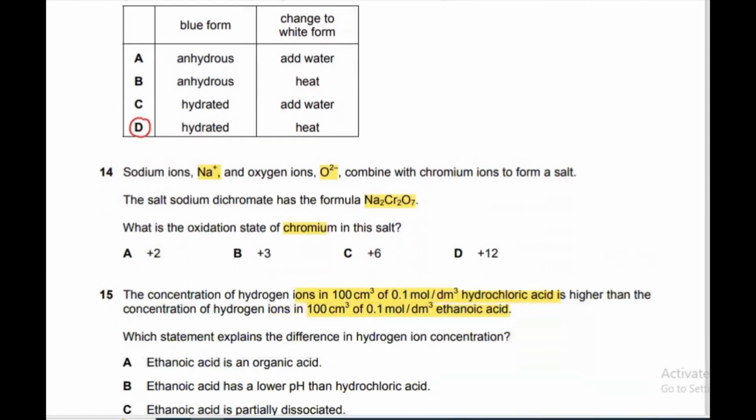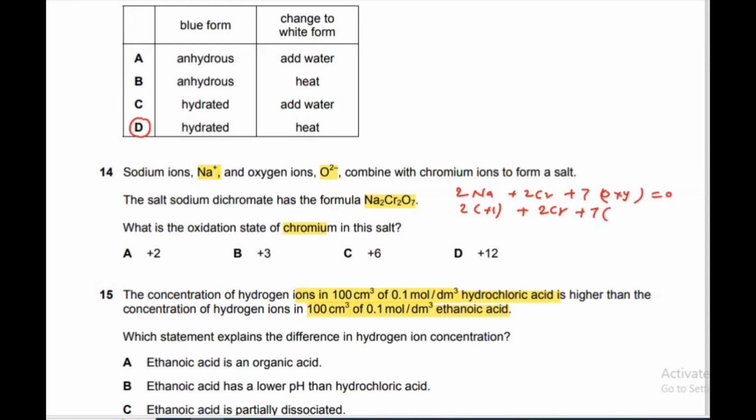Then sodium ions and oxide ions combine with the chromium ions to form a salt. The salt is sodium dichromate, but what is the oxidation state of chromium? The sum of oxidation states of all the elements is 0. So here we have 2 sodium, 2 chromium, and 7 oxygen. That is 0. Sodium is in group 1, so we can say +1 is the oxidation state, but we don't know the oxidation state of chromium.